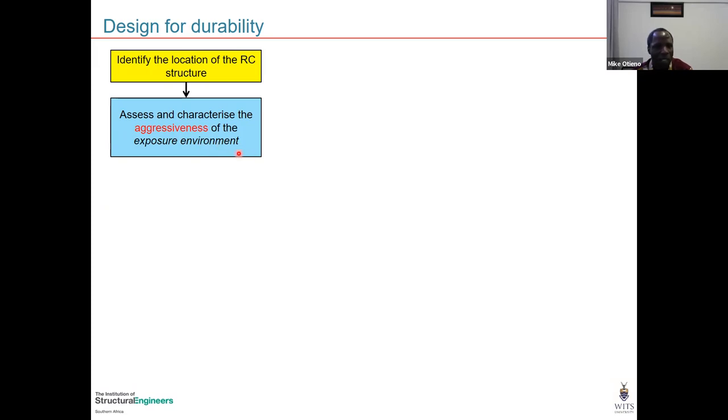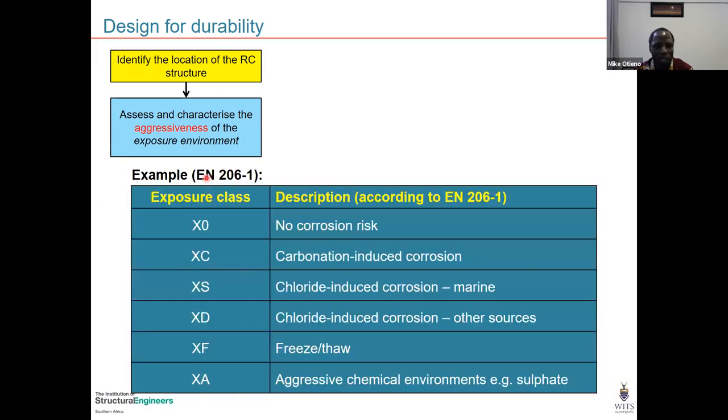I've already spoken about these, and there are codes that can guide us. For example, the European code EN 206 Part 1. So this can guide us in terms of the deterioration, in terms of the exposure environment. It can quantify how aggressive an environment is, and these exposure classes have subclasses in terms of aggressivity. So for example, if you go to carbonation-induced corrosion or chloride-induced corrosion in the marine environment, you will find subclasses for this based on the aggressivity of each exposure environment.